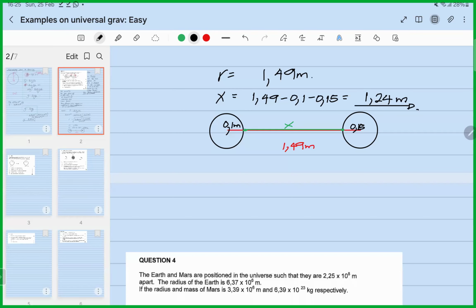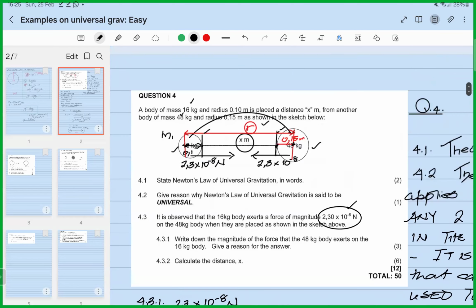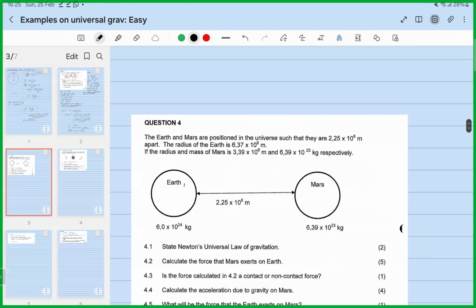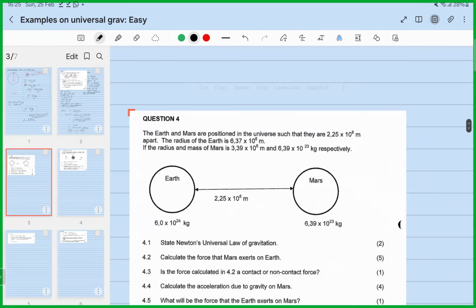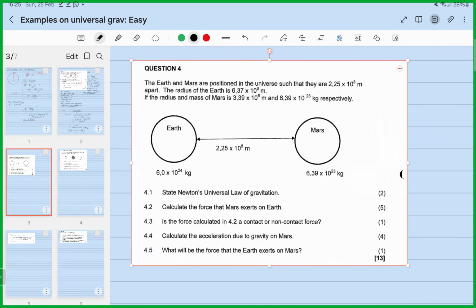Yes, sir. Thank you. Now, in my opinion, that's a very easy question, but it's a question that learners normally mess up in because they don't know what to do with those radii. You find that this concept of radius addition comes up very often. And here's another typical question, but not dealing with ordinary masses anymore. It deals with two planets.